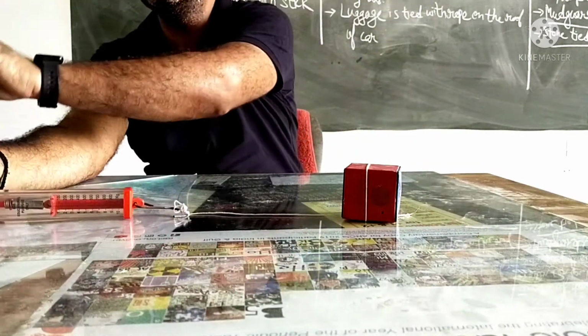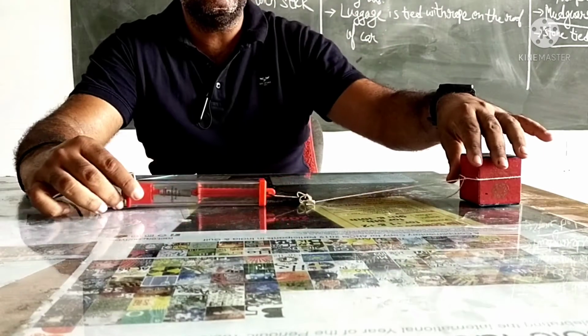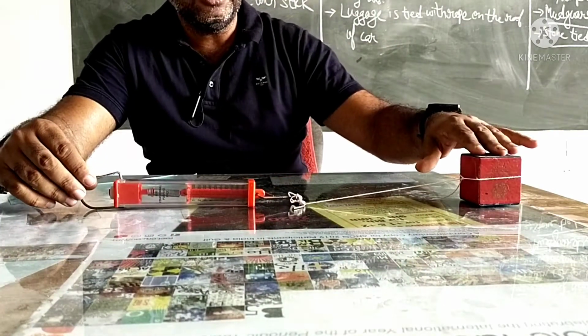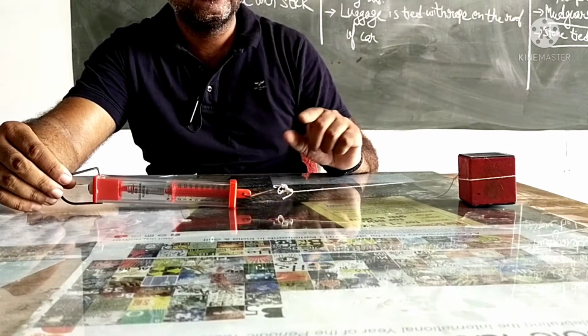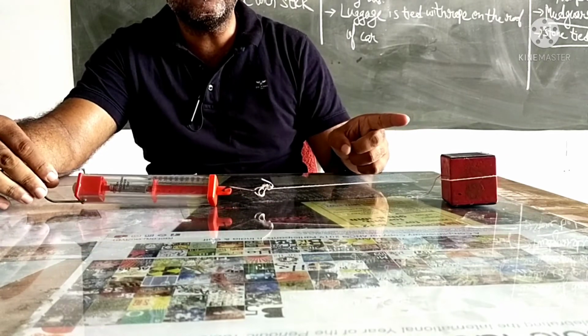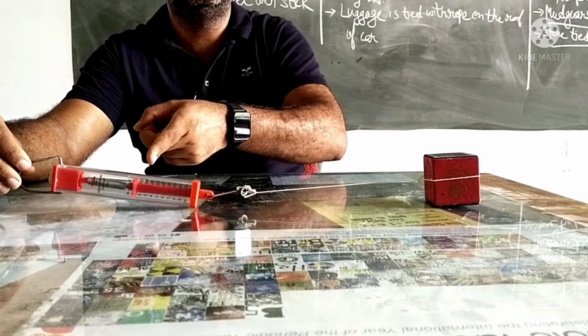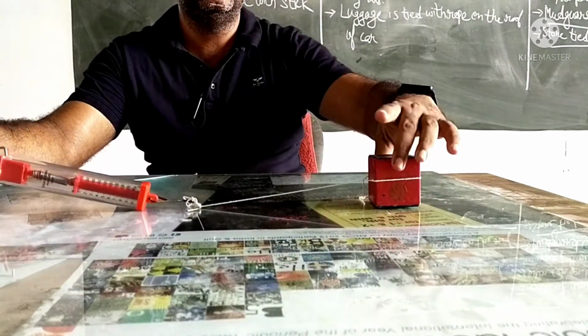Now I am removing this sandpaper and keeping that box directly on the glass. Now I will observe again. When I pull it, now see the object starts moving, and the value of the force is only 1 Newton. You can see here only 1 Newton. I can easily pull that box.